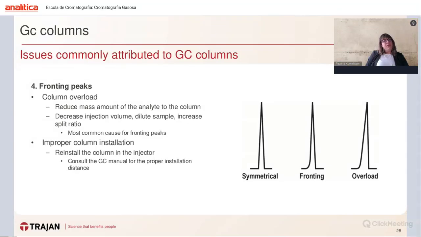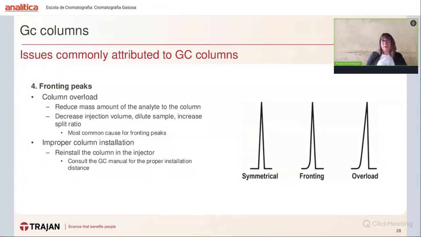The fourth issue attributed to our GC columns is fronting peaks. Here we've got an example of how our peak should look. The shape should be symmetrical. Fronting is where we've got a tail at the front of the peak, but fronting can also look very similar to overload of the column.